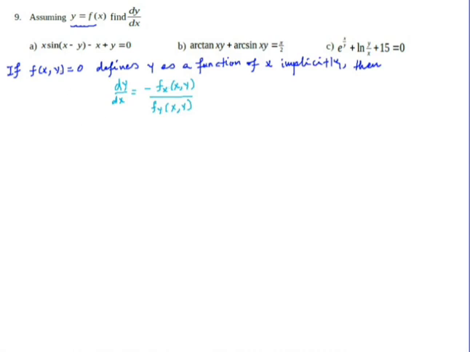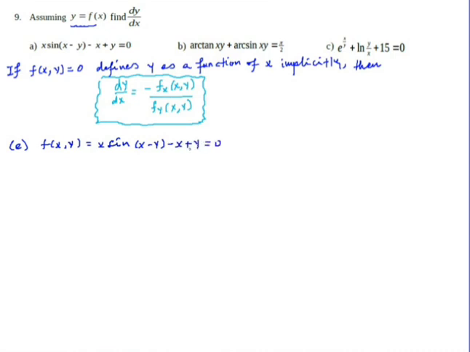Whenever we have a function which is expressed implicitly as a function of x, dy by dx can be calculated by using this formula. We use this formula to calculate dy by dx. So we go to part a. In part a we have f of x, y, which is x times sine of x minus y minus x plus y. This is equal to 0.